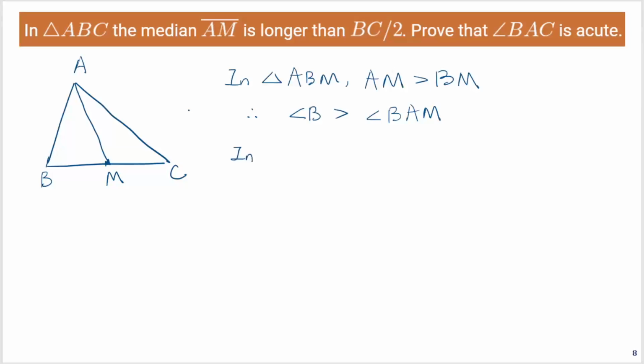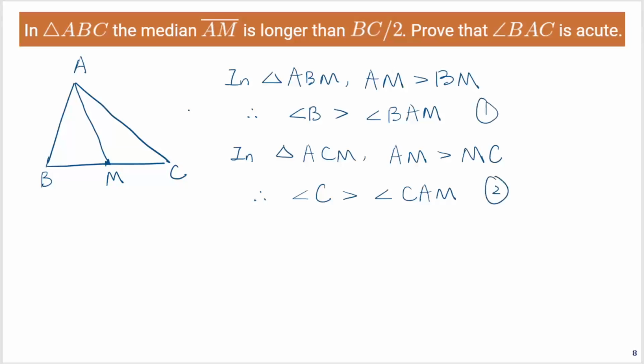Then we consider the other triangle here. In triangle ACM, we have AM is longer than MC, right? Therefore, we know angle C must be larger than angle CAM, right? We want to prove something about BAC, therefore we could add these two inequalities together.